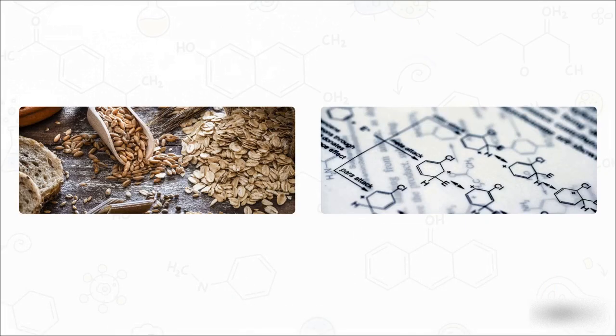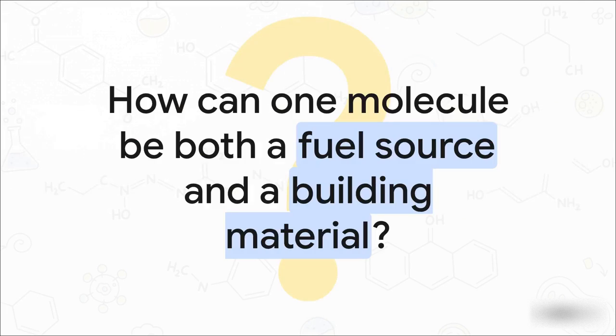I mean, think about it. On one hand, you've got that quick energy burst you get from bread or sugar, and on the other, you have the tough, rigid structure of a tree's cell wall. It's kind of wild that both are built from the same family of molecules, carbohydrates. So, that leads us to the big question, doesn't it? How can one type of molecule be so incredibly versatile?